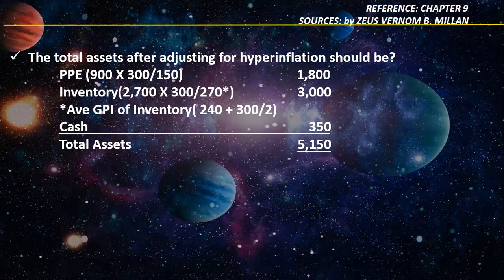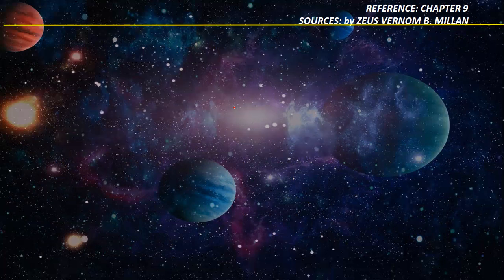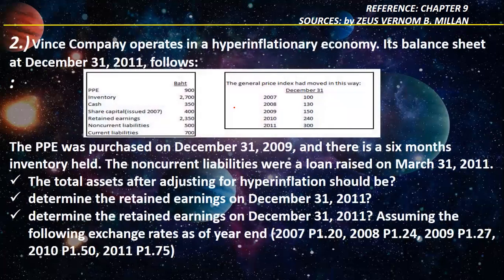Okay, so it does not state there the transaction date of the inventory. So in that case, we use the average. So why do we only use the 240 and the 300 as the average? Because we have inventory beginning and then inventory end. The beginning is from the prior year, which is 2010.